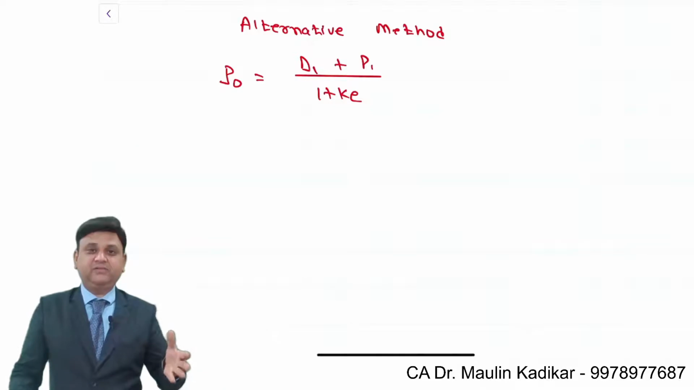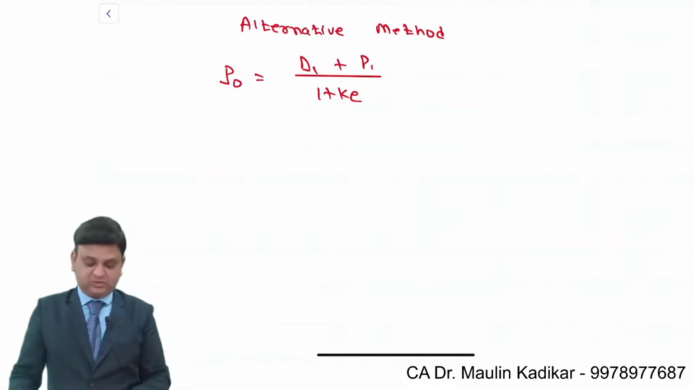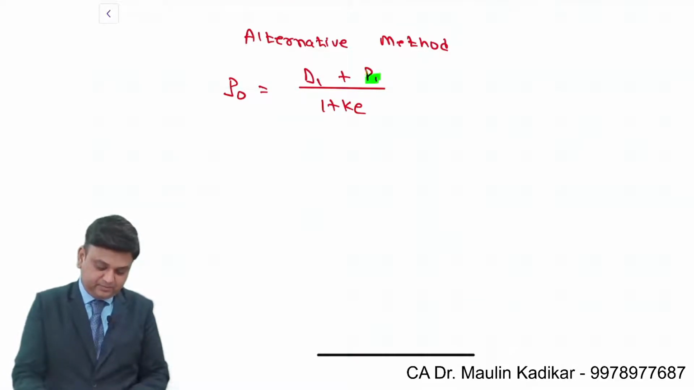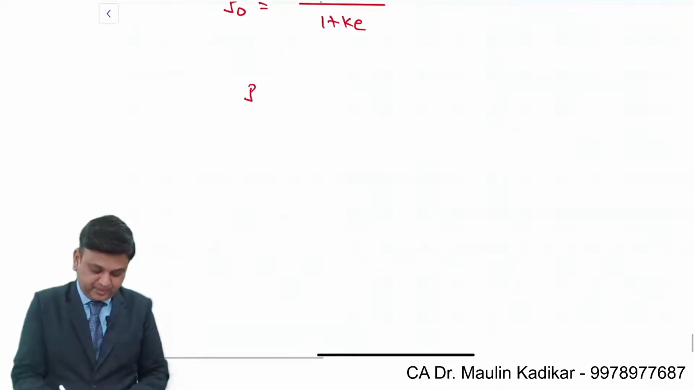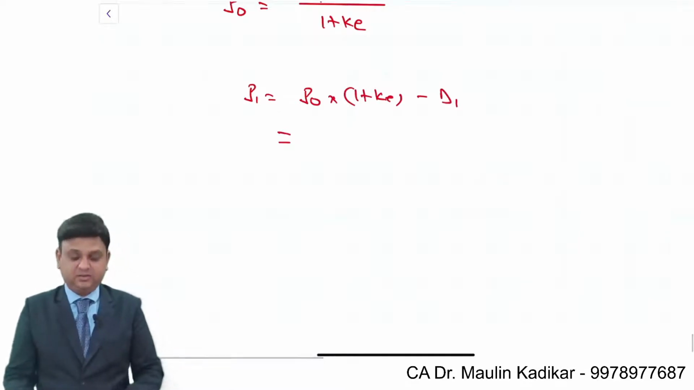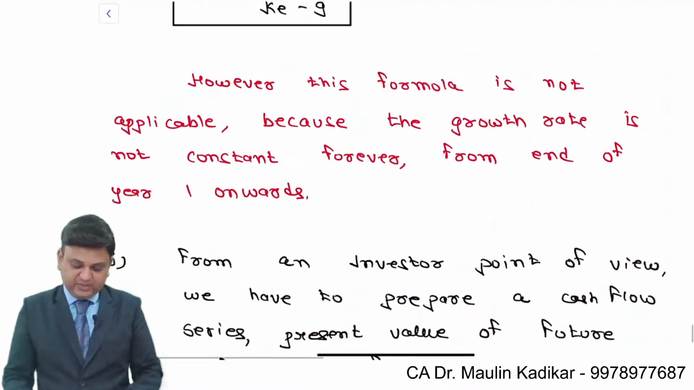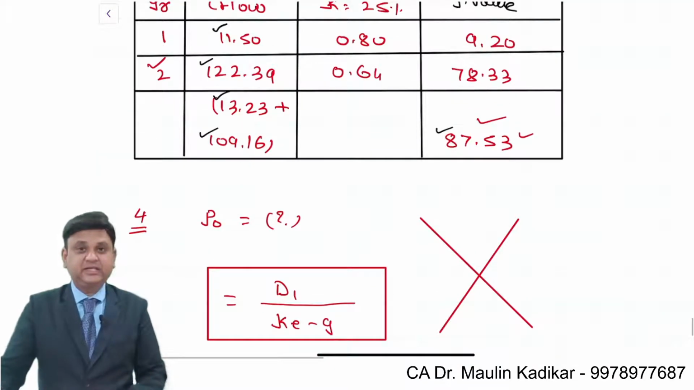End of year 1, whatever the dividend, and whatever the price that you are going to receive at the end of year 1, they are discounted to present value terms, and with that P0 is found. We have to find basically the P1 value. So we are required to rearrange the formula. P1 is equal to P0 into 1 plus K minus D1. As far as P0 is concerned, we have already found it. It is 87.53. That is the P0.